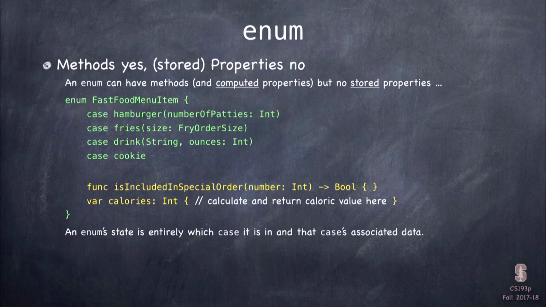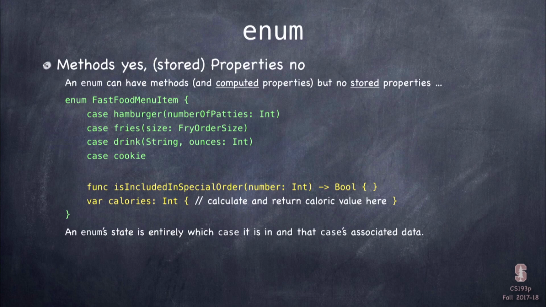Also, enums, they're like structs and classes. They can have methods and they can have vars, but no storage. All the storage of an enum is in which case it is, and that case's associated data. That's it. You can't have any other vars or anything else. So the only vars you could have are computed vars. See the example I have here, where it's calories, where you'd compute the calories of that menu item. That would have to be a computed var. You can't store anything in an enum except for the associated data right there.